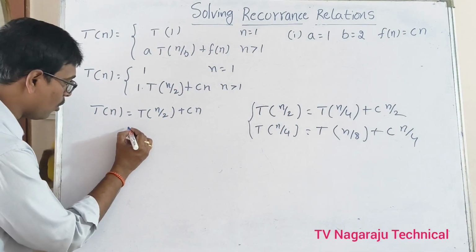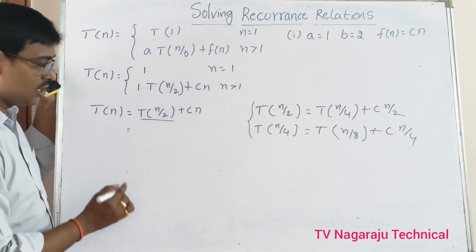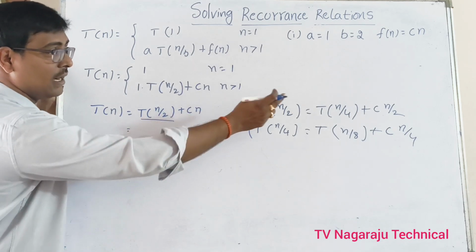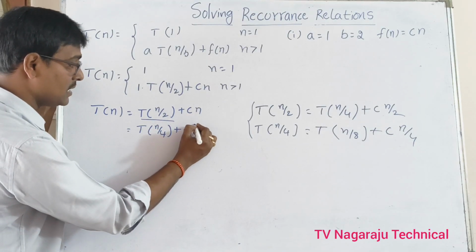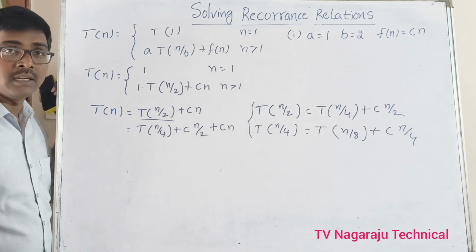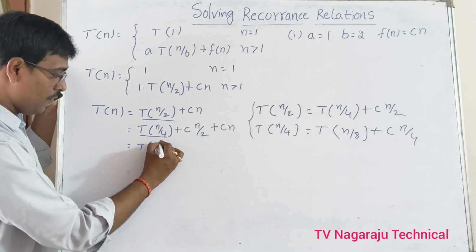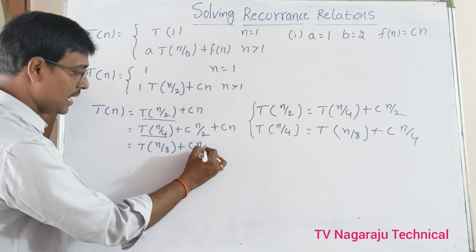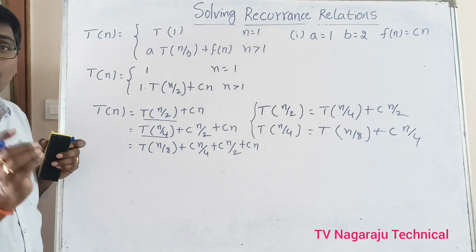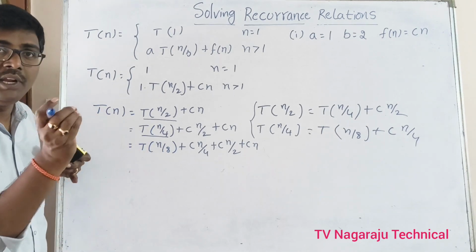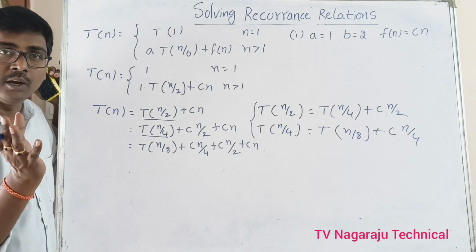I have written them separately. Now what is the aim? You need to recursively substitute until the base condition is reached. T(n/2) I already calculated, so simply replace it: T(n/4) + Cn/2 + Cn. Now T(n/4) is replaced with T(n/8) + Cn/4 + Cn/2 + Cn, and so on. While deriving, you need to identify a pattern. If you understand the pattern, then it is very easy to find the answer.